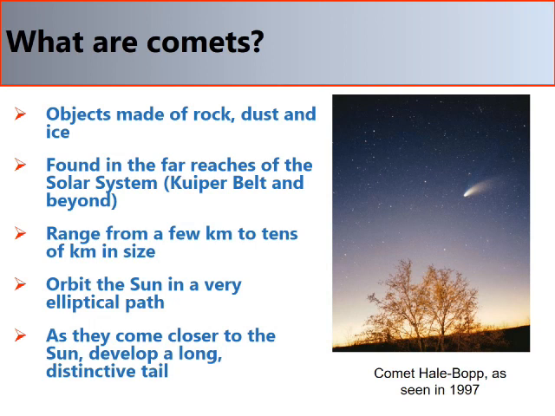So what exactly are comets? Well, they're objects made of rock, dust and ice, as we've said, found in the Kuiper belt. They can be different sizes, from a few kilometres to tens of kilometres, and they orbit the sun in a very strange elliptical path, so it's not a circular orbit at all. It's like a very stretched out oval-shaped orbit. And as they come closer to the Sun, they develop this long distinctive tail, as you can see in the picture on the right.